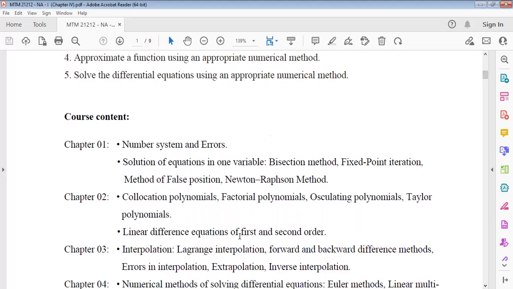Okay, then also the linear difference equation I have given you as a reference. Okay, and also first and second order, you can try those questions. Okay, so it is also there in the semester paper. Okay, next one. What is our third one actually?